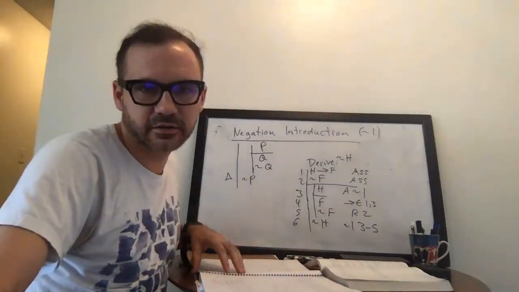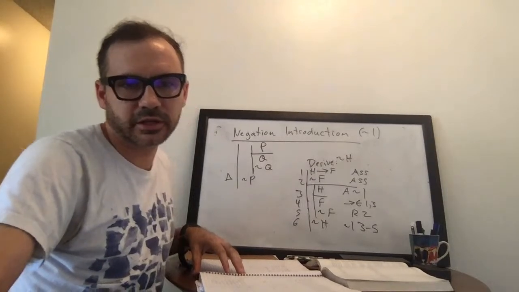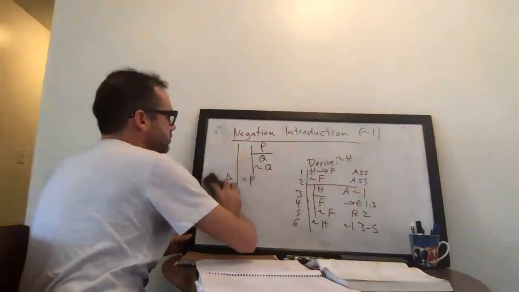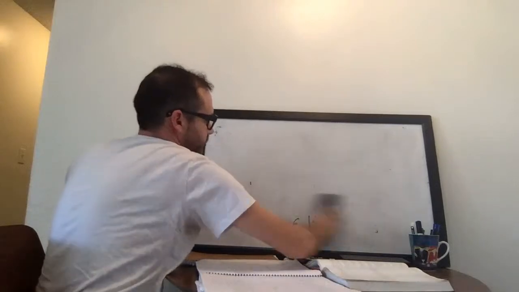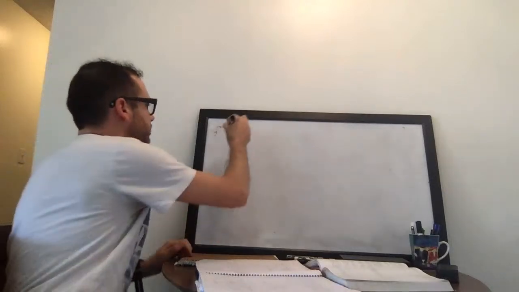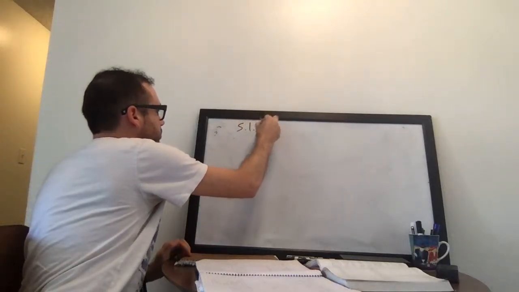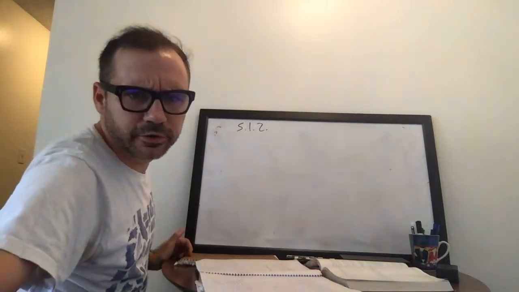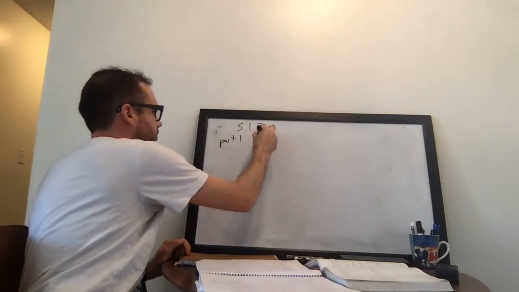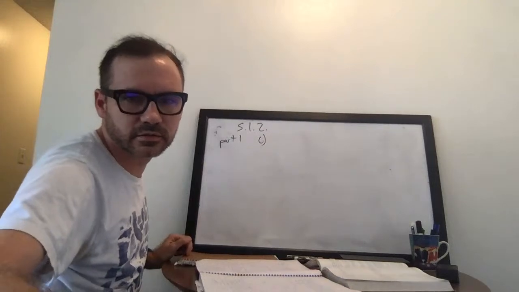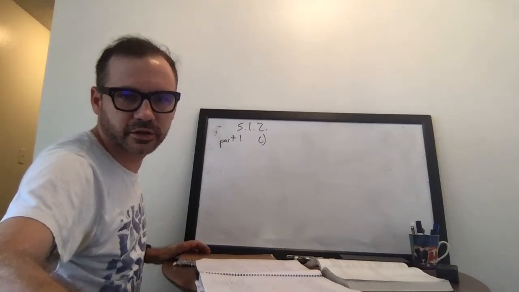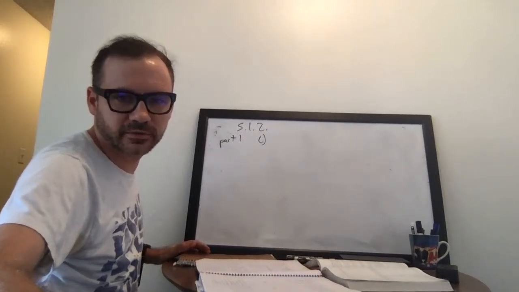Okay, so I want to take us to problem set 5.1.2. And let's try and do some of these little problems here. Like, for example, let's try to do this one, problem C. So we're looking at problem 5.1.2, part 1, and it's problem C. Good. So let's try this one down here.